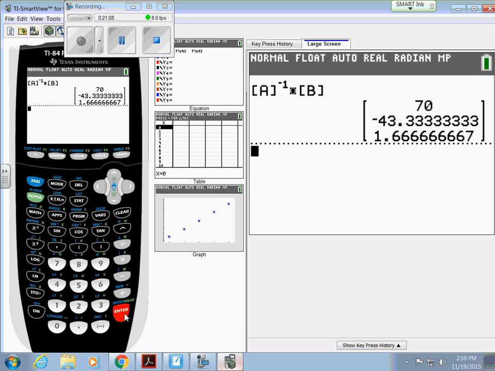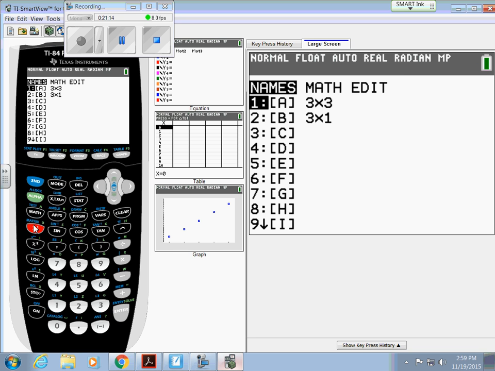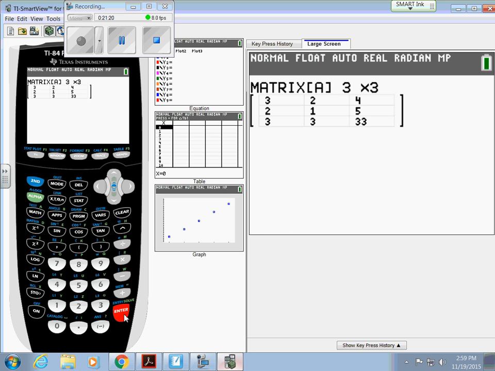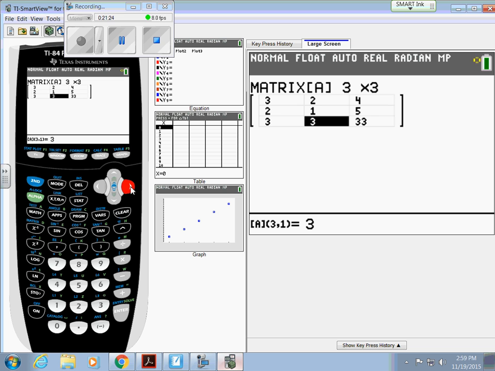And I must have put something in wrong. So let's go back here to look at these quick. Second matrix. Let's go over to edit. Make sure I have these in here right. Oh, 33. That's not going to work. So that's just a 3. There. Now it'll come out right. So let's try that again.